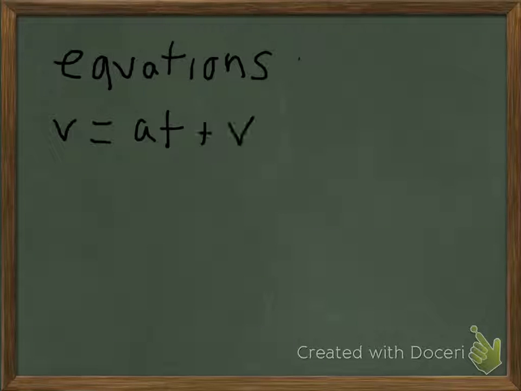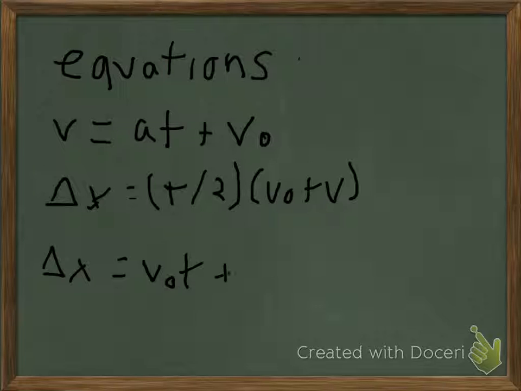The equations we'll be using are v equals a times t plus v naught. The displacement of x equals t divided by 2 times v naught plus v, and the displacement of x equals v naught times t plus 1/2 times a t squared.